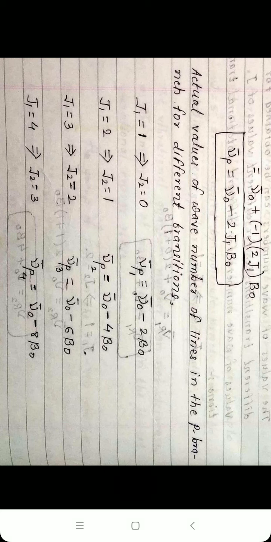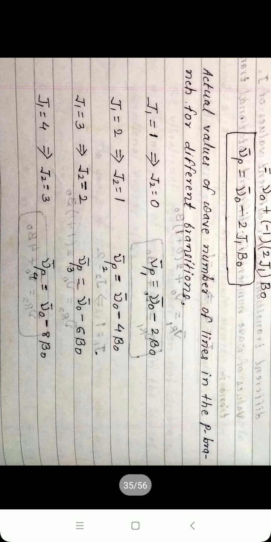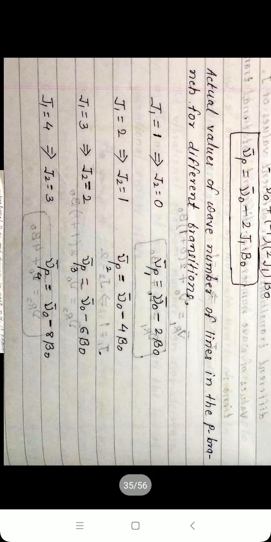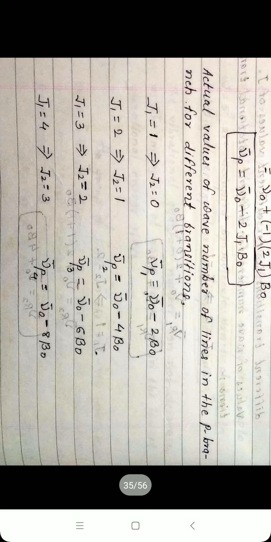Then, the second excitation, J1 2 to J2 1. Therefore, J2 minus J1, 1 minus 2, becomes minus 1. Therefore, the equation for the second line in the P branch region, mu bar P2, is equal to mu 0 bar minus 4B0. For the third line, here J1 is 3, J2 is 2. Therefore, 2 minus 3, minus 1. Therefore, that equation is mu bar 0 minus 6B0. For the next line, mu 0 bar minus 8B0. These are the expressions for the wave number of lines in the P branch region.